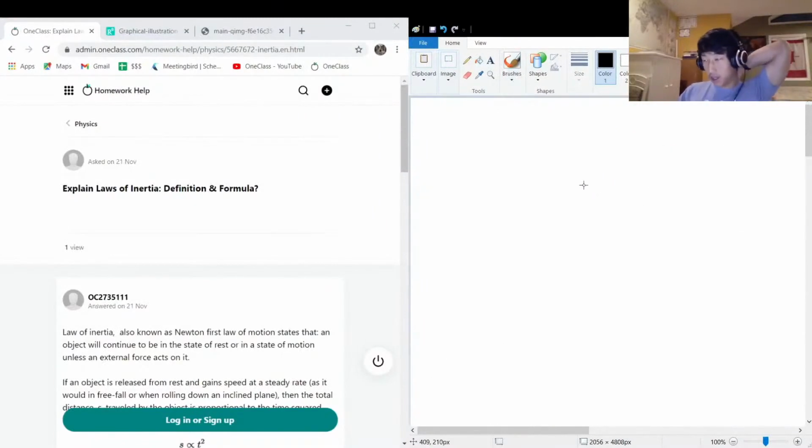The next question that we got on the menu today is asking for the laws of inertia, definition, and formula. So the law of inertia comes from our good old friend Isaac Newton and Newton's first law.